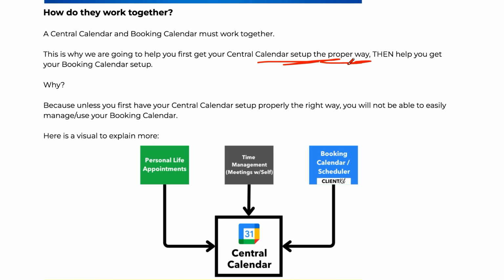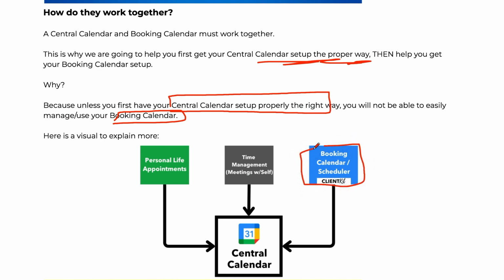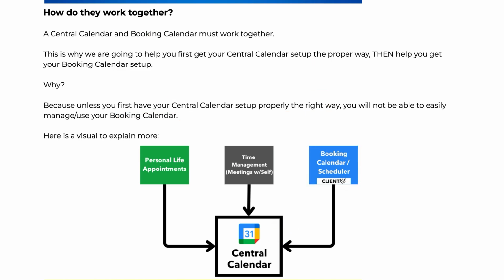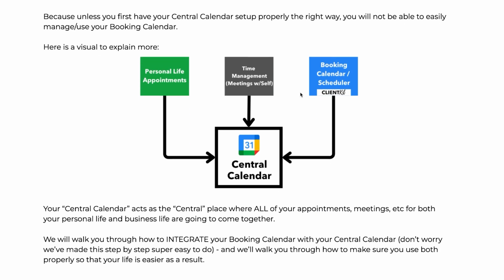And the reason why it's very important to have this set up properly is because only once you get your central calendar set up the right way are you easily going to be able to manage and use your booking calendar along with it, right? And so, like we said, your booking calendar, your business scheduler, needs to integrate with your central calendar so that you can manage everything very easily. So your central calendar is going to act kind of like the central place where all your appointments go through.